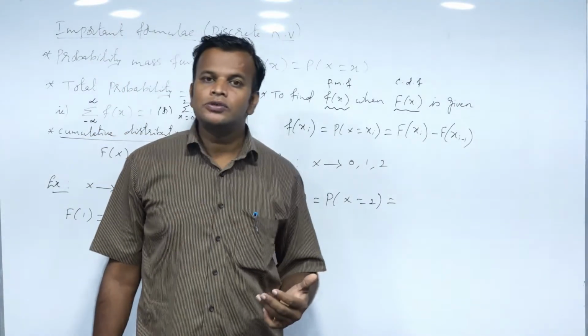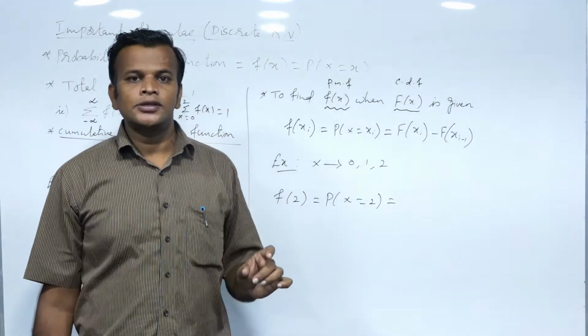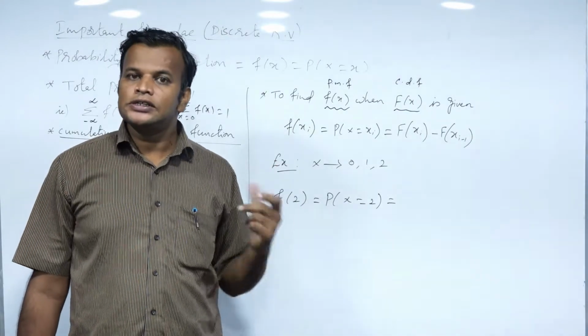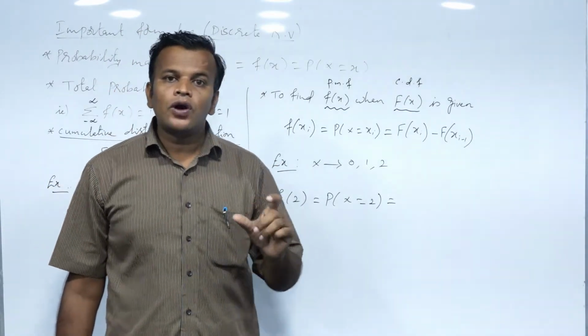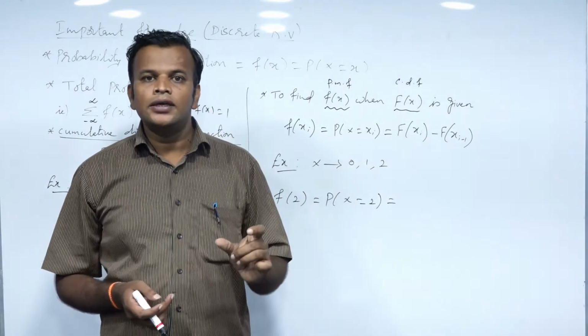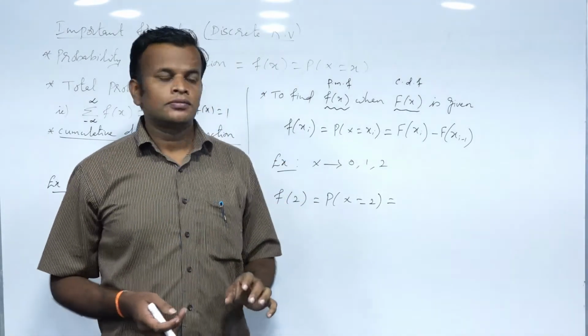Suppose a cumulative distribution function is given. The formula is f of xi is equal to P of capital X is equal to small xi, is equal to capital F of xi. That means the cumulative distribution function of the random variable at xi minus the cumulative distribution function at its previous value.